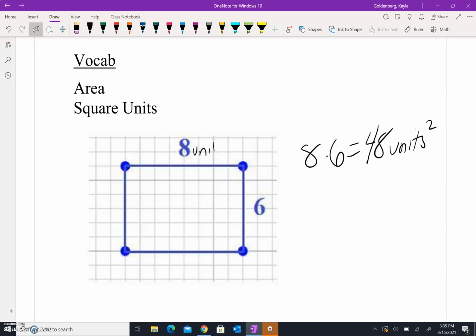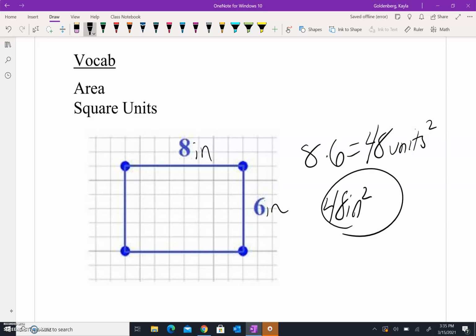8 is a unit. For length units, it might be centimeters or inches. So for instance, let's pretend it's inches. Our answer would be 48 inches squared, or square inches. And that's just a differentiation between the length of something. So you use just inches to say how long something is, and then we use square inches to indicate that this is an area rather than a length. So that's the thought process behind the differing terminology there.